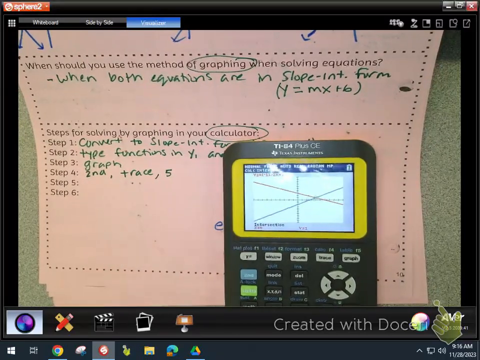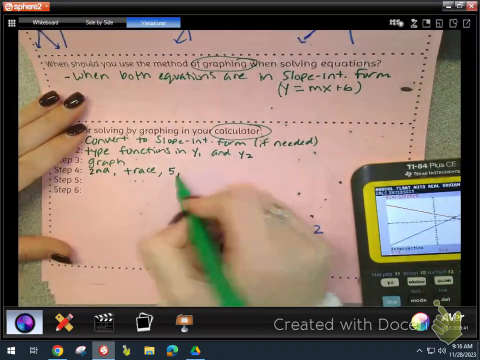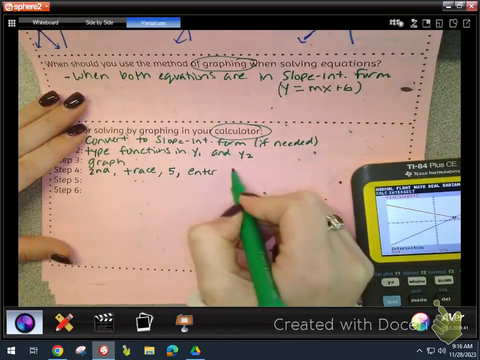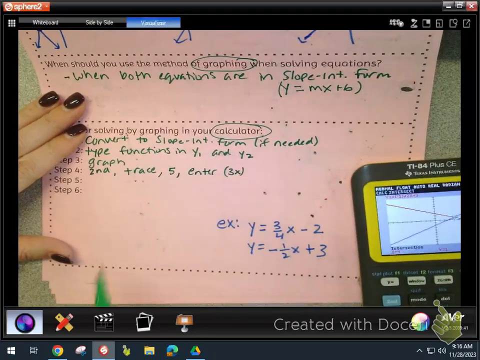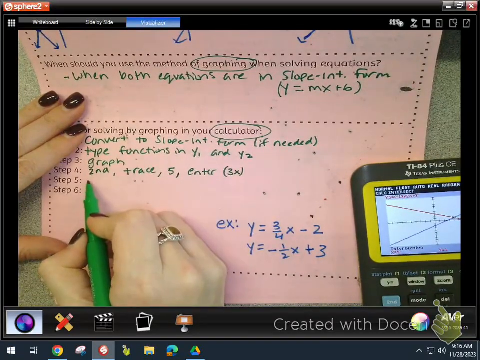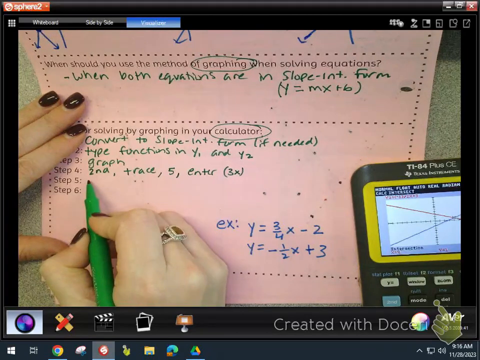And then your answer, oh my goodness, look at that. That was a pretty one. Good job picking those equations. Okay? Your answer will be found when it says intersection, x equals this, y equals this. And that is your solution point. So second trace 5, and then we hit enter 3 times.